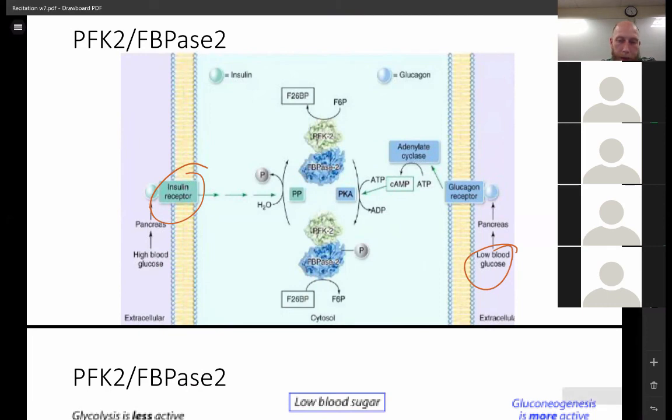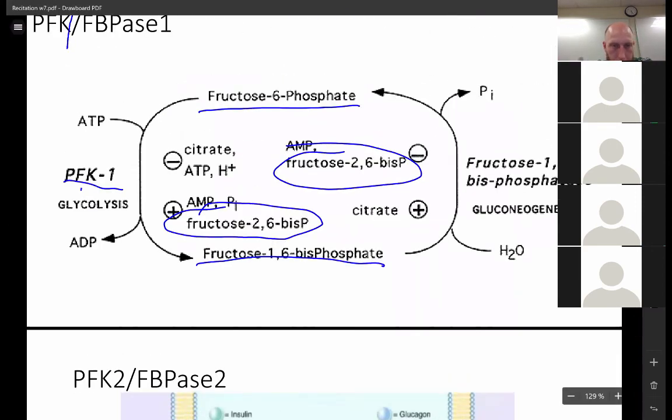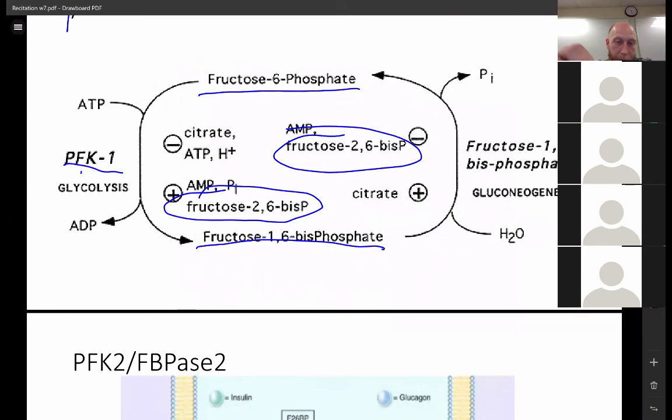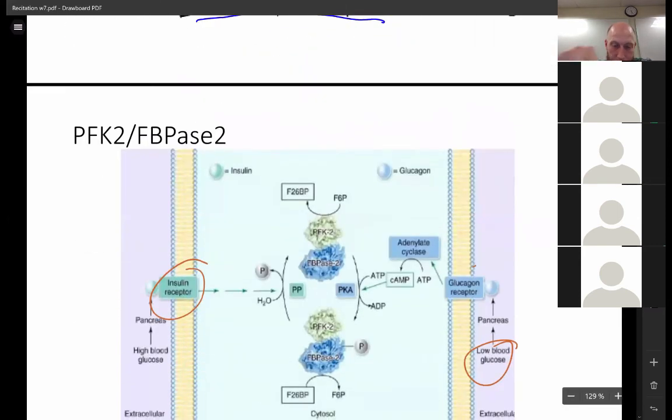And so in this case, you would have low blood glucose, and then you would have a receptor that's sending to the glucagon receptor that then facilitates the activation of the FBPase2, which is inhibited by the activity of the PFK2 enzyme. And so they're counteracting enzymes. And then if you activated the FBPase2, then you would produce glucose as opposed to breaking down glucose.